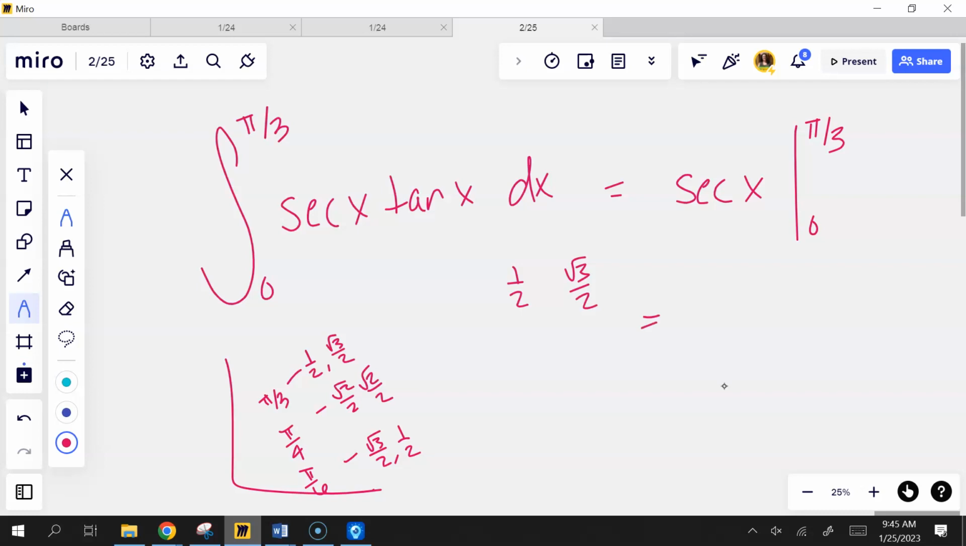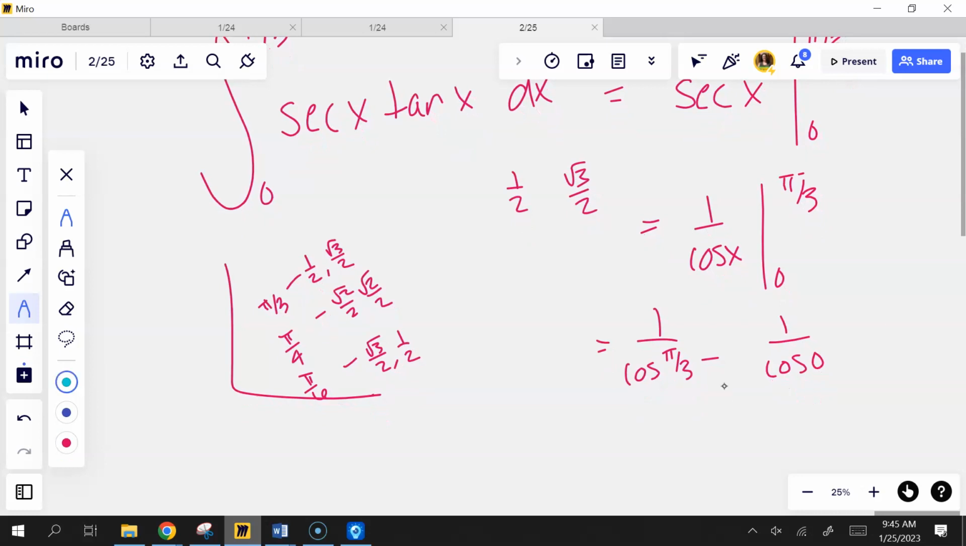Well, now 1 over cosine x from 0 to pi over 3. Cosine pi over 3 minus cosine 0. Well, cosine of pi over 3, well, now it's easy. Cosine pi over 3 is 1/2. So flip it. What's the cosine of 0? Well, that one's easy because this point is 1, 0. So what's the cosine of 0? 1. The answer was just 1. A whole 1. I got that, but I got it wrong.